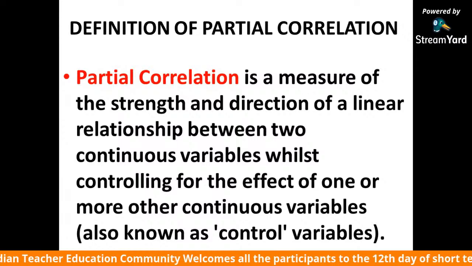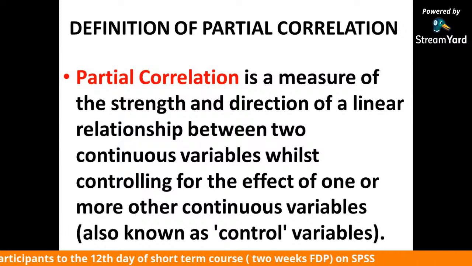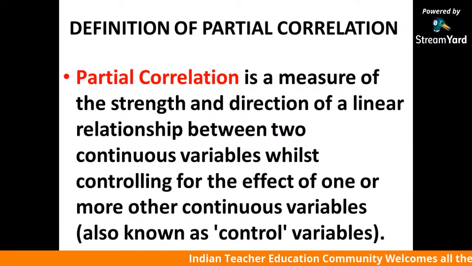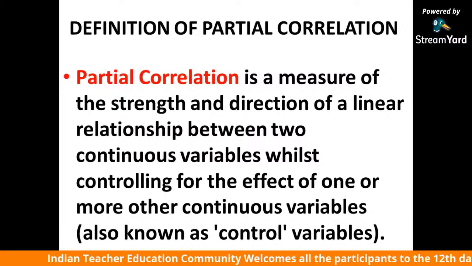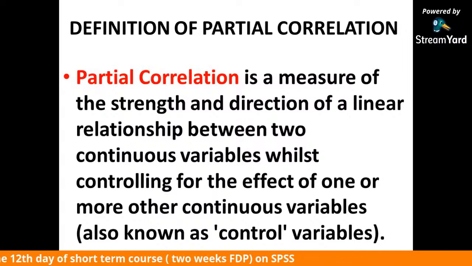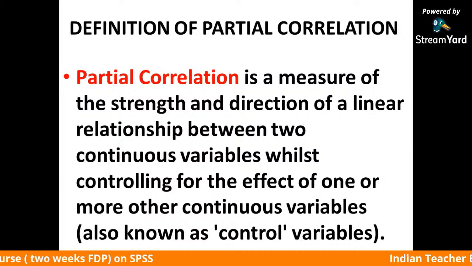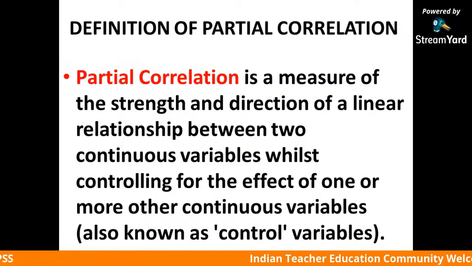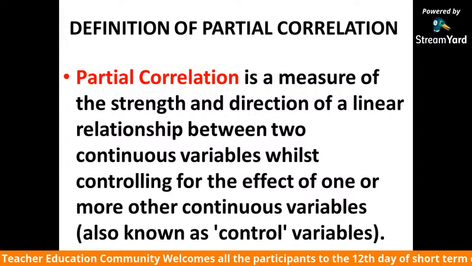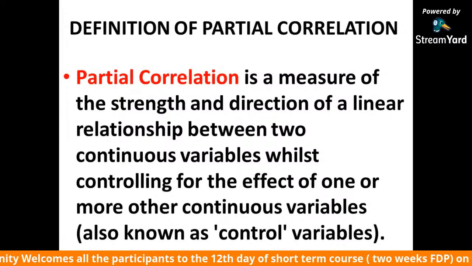As I gave the example, if your adjustment is poor, then your concentration will be poor. So your concentration and your adjustment are positively related. If your adjustment improves, your concentration will improve. If your adjustment goes down, your concentration will also go down. But suppose you have anxiety: the more the anxiety, the poorer will be your performance. So they move in the opposite direction.